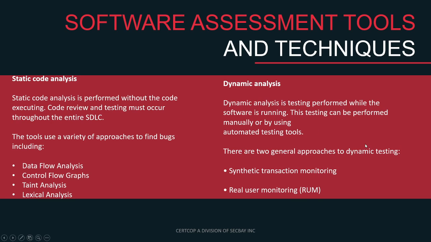Dynamic analysis, on the other hand, is testing performed while the software is running. This testing can be done manually or by using automated testing tools. There are two main approaches to this: synthetic transaction monitoring and real user monitoring. This is more of a black box type of testing, unlike the white box testing of static. You might perform dynamic testing with a web application vulnerability scanner, like the ones we covered earlier: Burp Suite, ZAP attack proxy, etc.